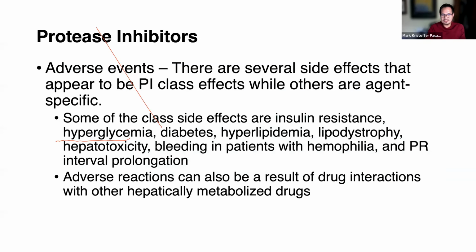Now, for protease inhibitors, there are several side effects that appear to be a PI class effect, while others are agent-specific. The class side effects would include insulin resistance, hyperglycemia, diabetes, hyperlipidemia, lipodystrophy, hepatotoxicity, bleeding in patients with hemophilia, and prolonged PR interval causing arrhythmia. Adverse reactions can also be a result of drug-drug interactions with other hepatically metabolized drugs.